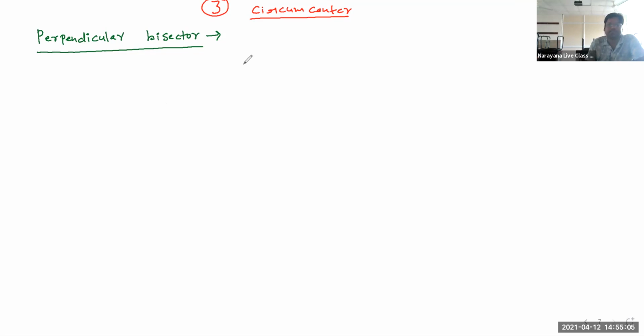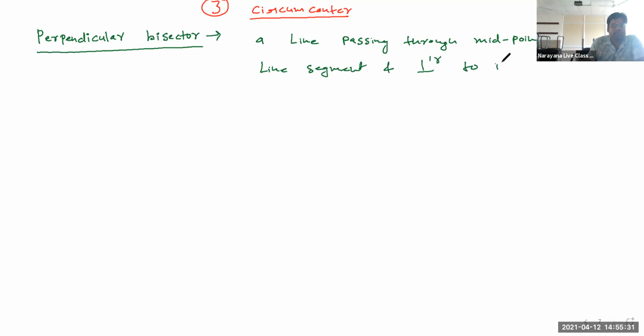Perpendicular bisector is a line passing through the midpoint of a line segment and perpendicular to it is called as perpendicular bisector of a given line segment. So this is the definition of perpendicular bisector.